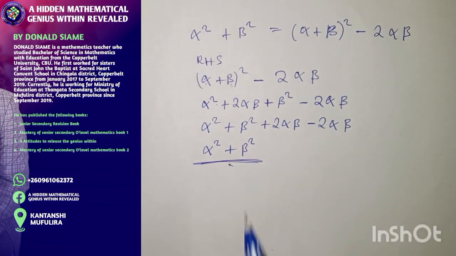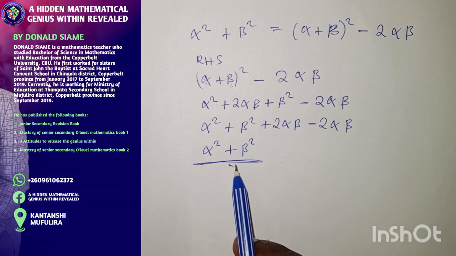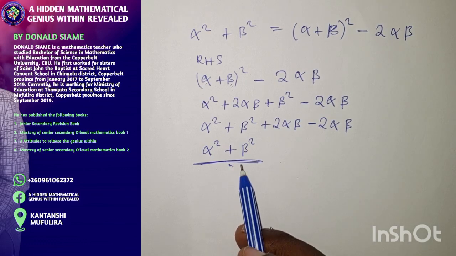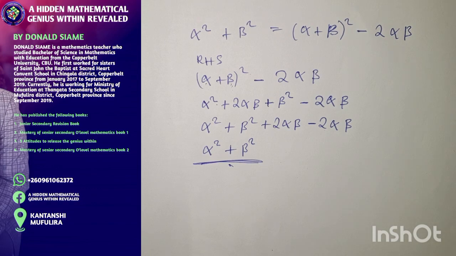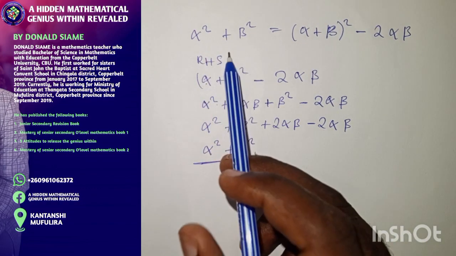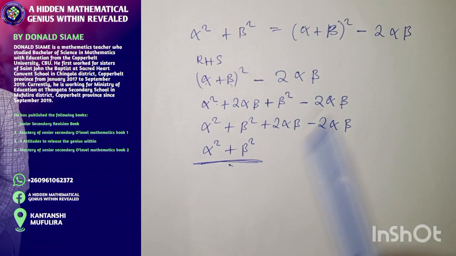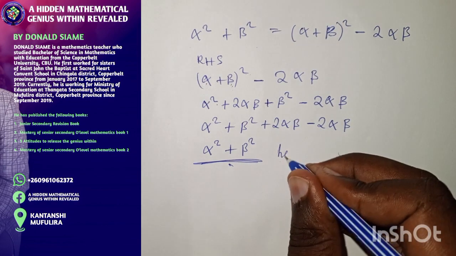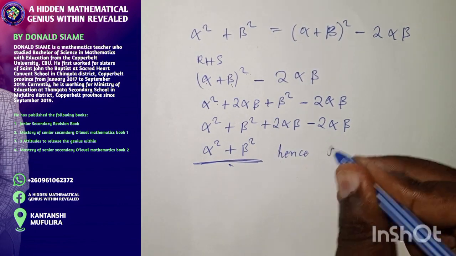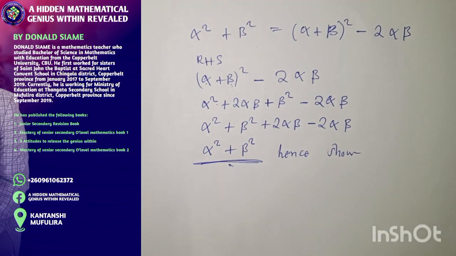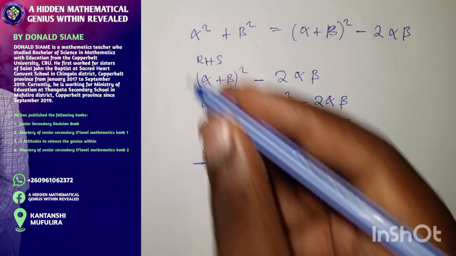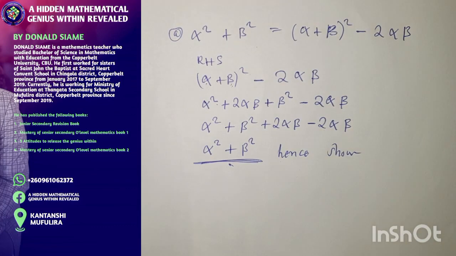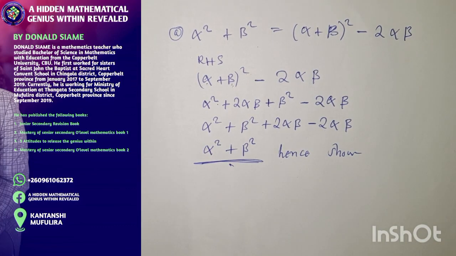And you have seen that this was on the left hand side of the equation. So we have proved that alpha squared plus beta squared is equal to the square of alpha plus beta minus 2 alpha beta. So you say hence shown. Okay, so this was the first one. Let's go to the second one.